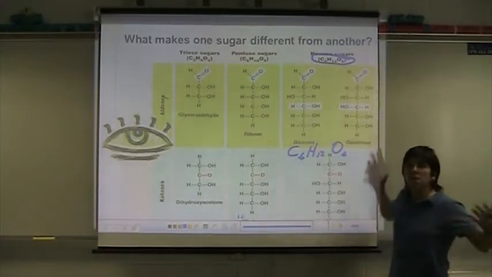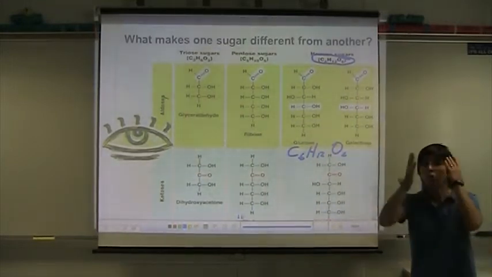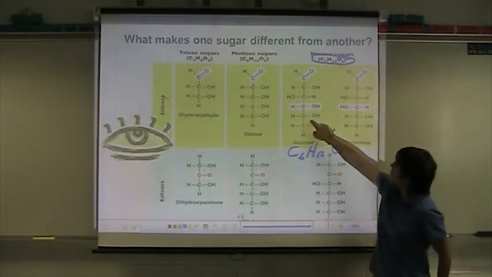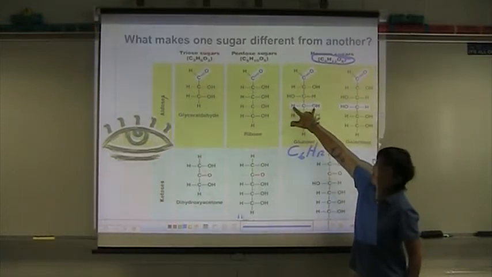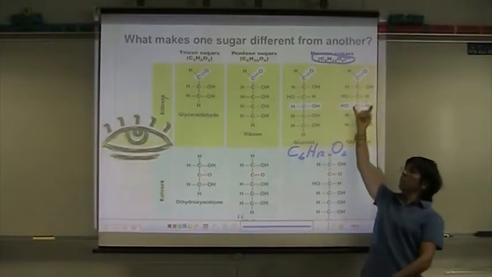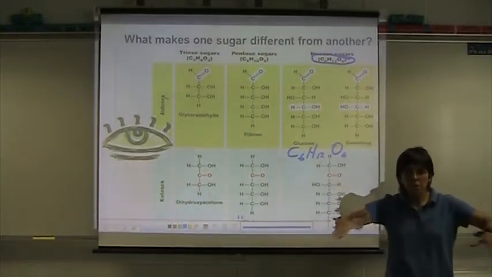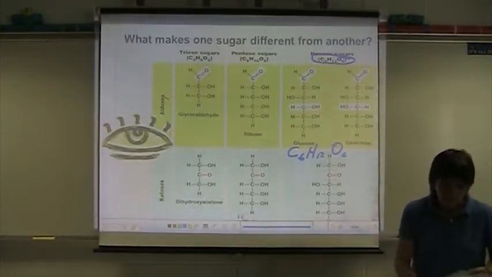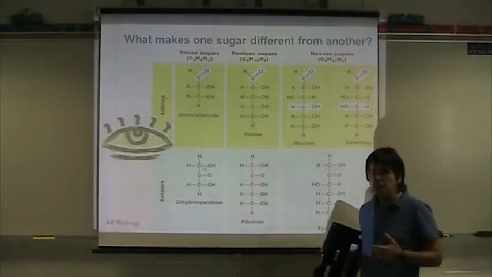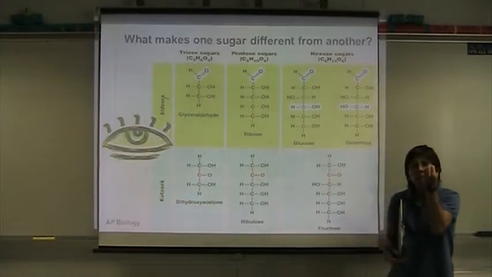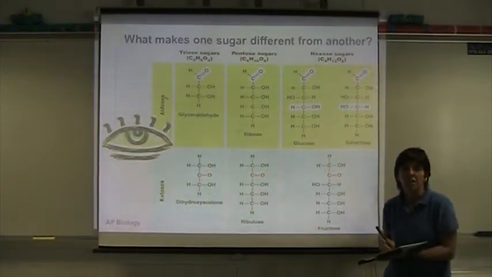6 carbons, 12 hydrogens, 6 oxygens. Now, what makes them different? Why do they have different names? Look at them, please. If you compare glucose and galactose, notice the HOH here, they are flipped in position in this one. That's the only difference, and just that basic difference makes it a different molecule. So they have the same elements, but it's just subtle differences in where the carbons and hydrogens and hydroxyls are located.